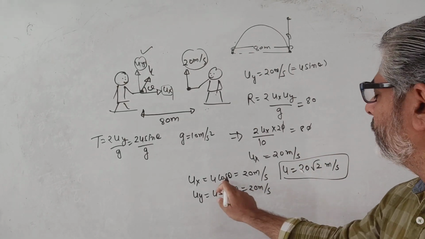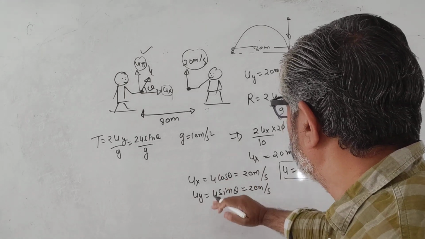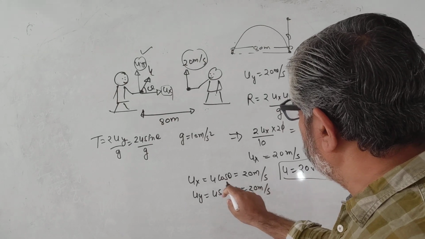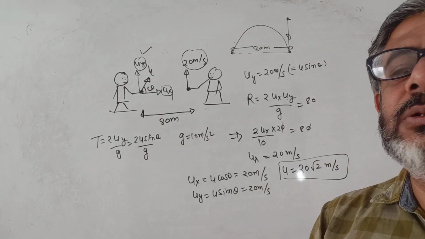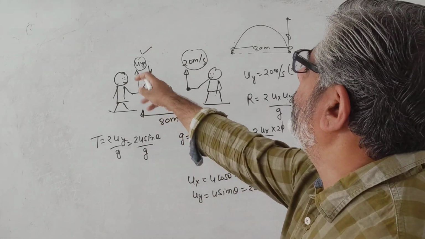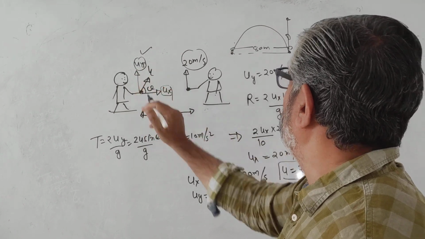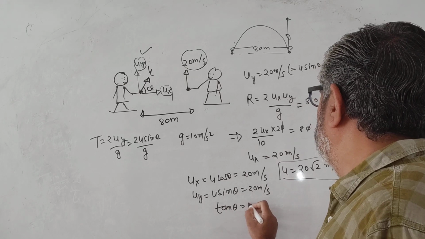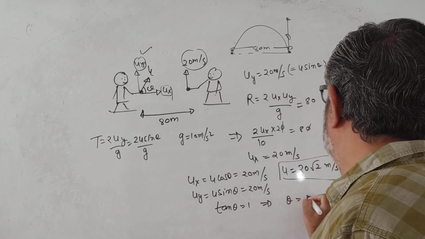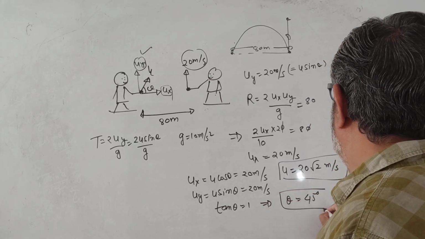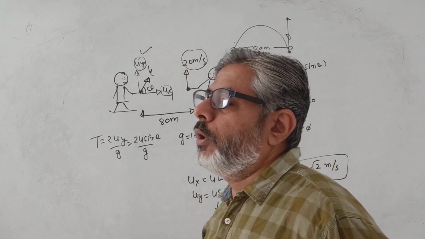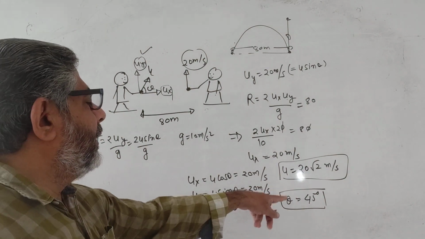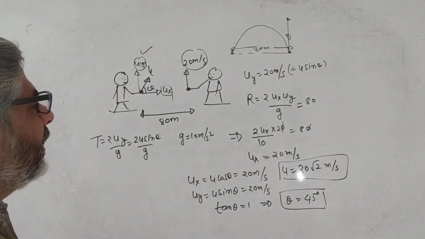Now if the components are equal, and you divide these two equations, you get tan theta equals 1. Or if you divide this by this, you get cot theta as 1. So these components being equal means tan theta or cot theta is equal to 1. Now if tan theta is equal to 1, that gives theta equals 45 degrees. So this boy projected the ball with a speed of 20 root 2 meters per second at an angle of 45 degrees, and that solves our question.